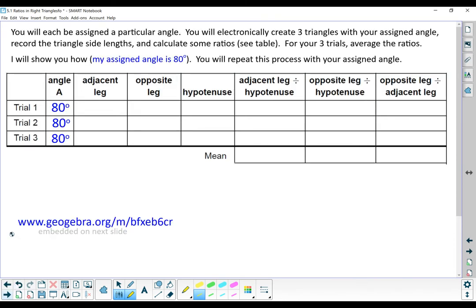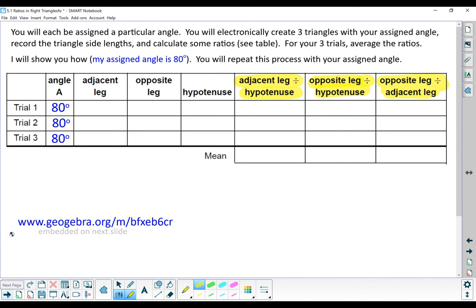All right, so in class we did another investigation where we were each assigned an angle and we used that to find some different ratios. Since we have 3 different sides on our triangle, there are 3 ratios we could talk about. So the ratios we'll be focusing on are the adjacent leg divided by the hypotenuse, the opposite leg divided by the hypotenuse, and the opposite leg divided by the adjacent leg. So those are going to be our 3 focus ratios.